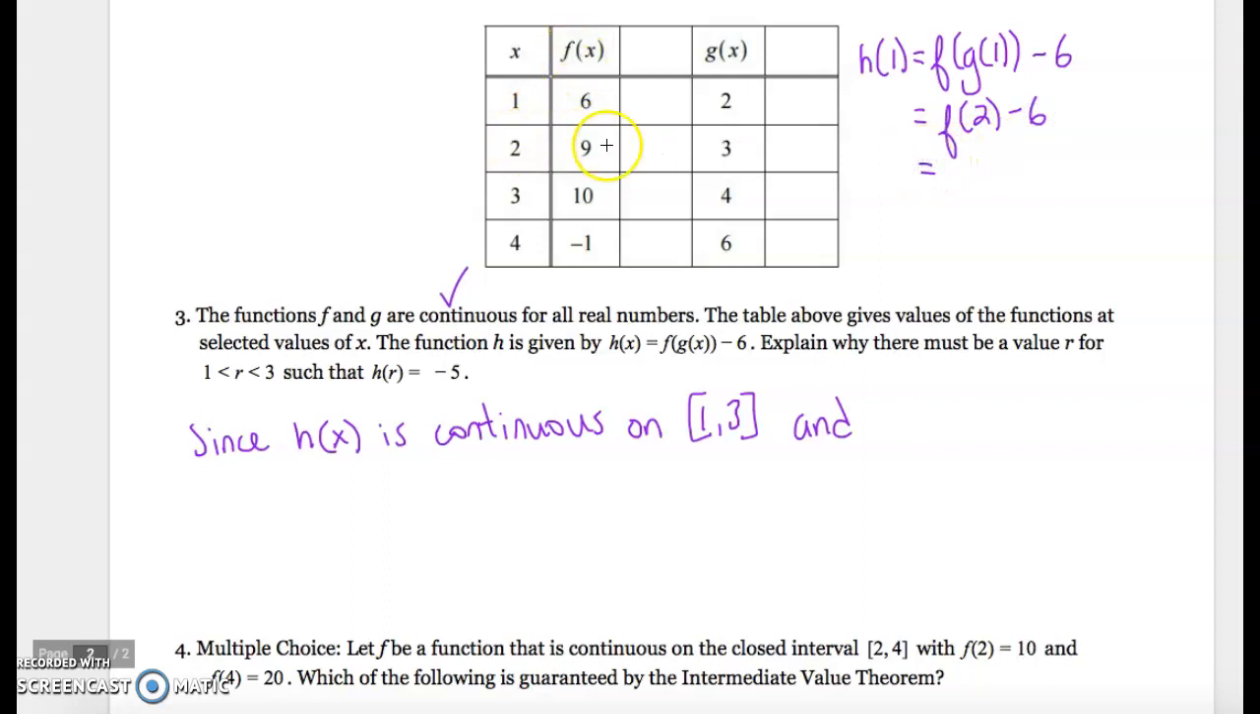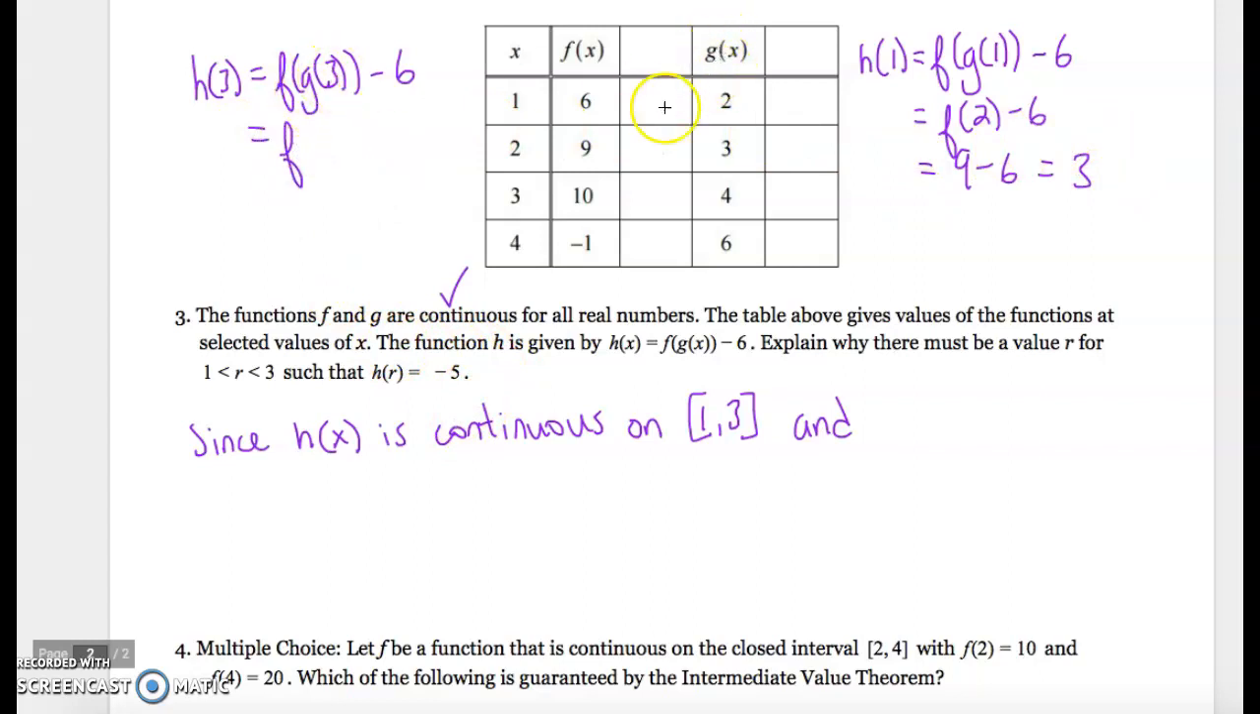And then f of 2 is 9, so I get 9 minus 6, which is 3. Okay, and then if I find my other endpoint, h of 3, then it would be f of g of 3 minus 6. Because I'm just plugging in those endpoints into my equation that I'm considering, and then I should end up with numbers that surround negative 5 to use the intermediate value theorem.